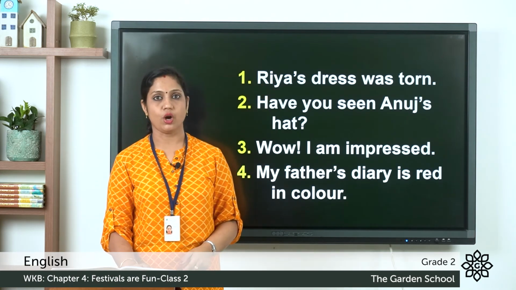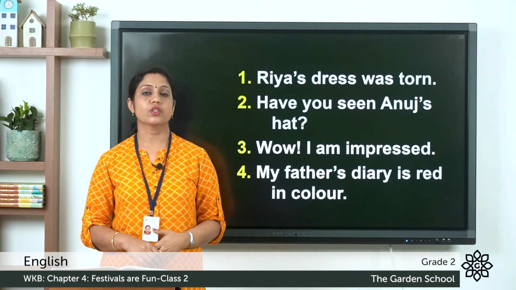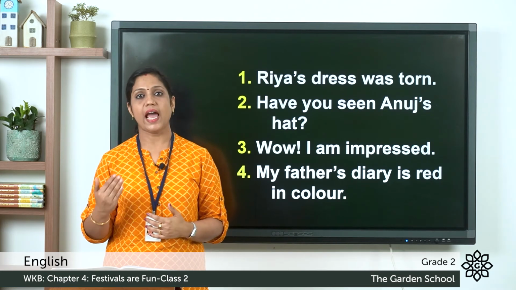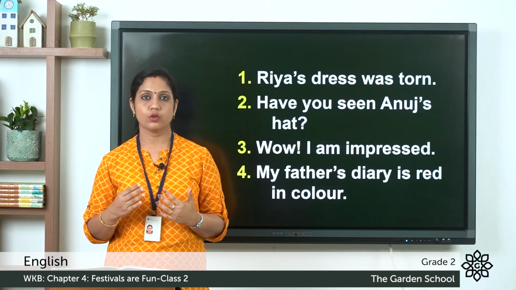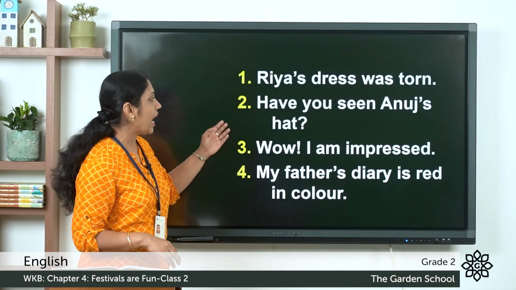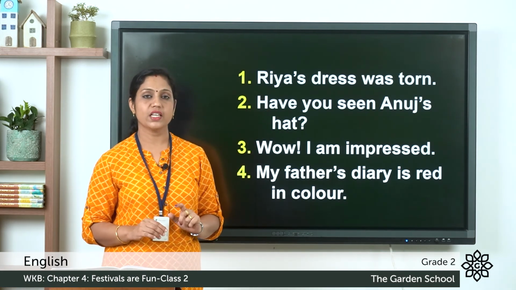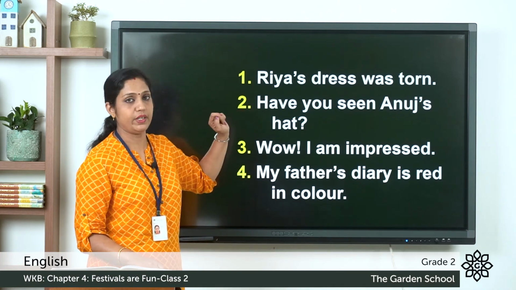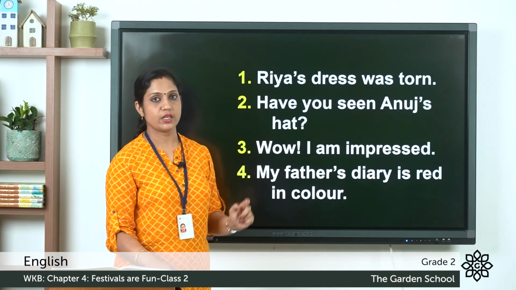Ria's dress was torn. The second question, have you seen Anud's hat? So that's a question being asked. And you can see it's about Anud's hat. So we have to insert an apostrophe there. And it's a question, so we have to insert a question mark. So you can write it as, have you seen Anud's hat? And always when we begin a sentence, we have to use a capital letter. So H should be a capital letter there. Have you seen Anud's hat? And insert a question mark there.